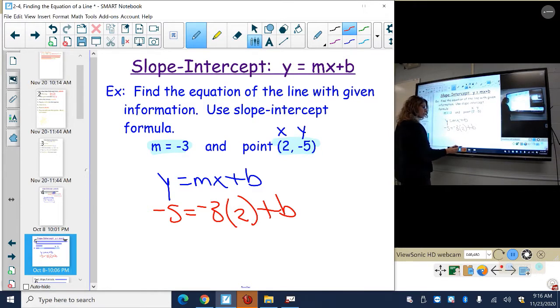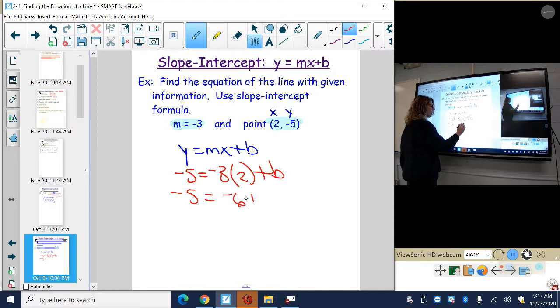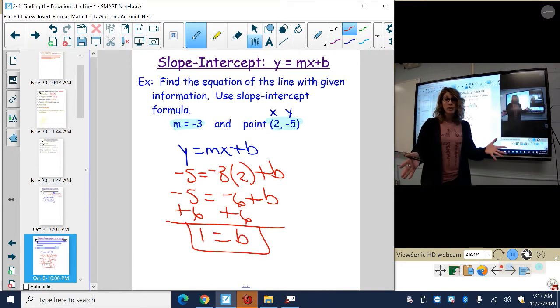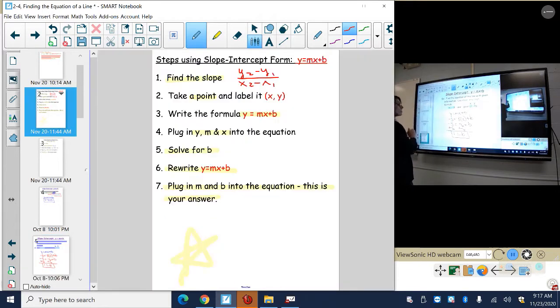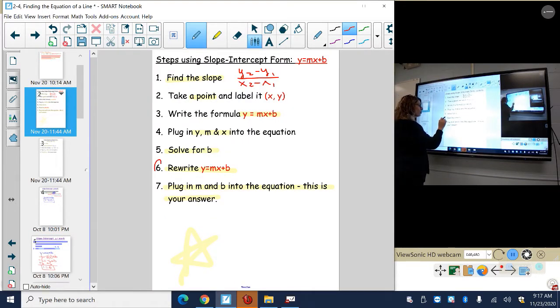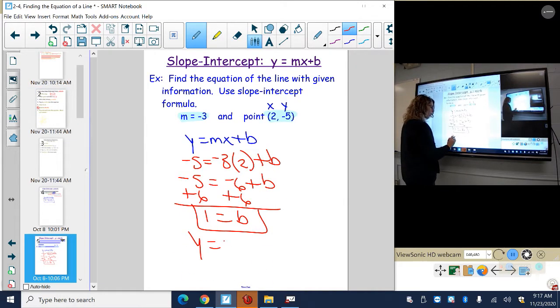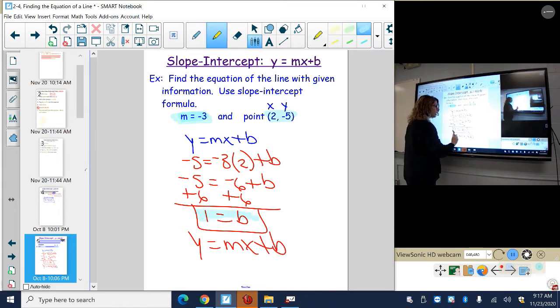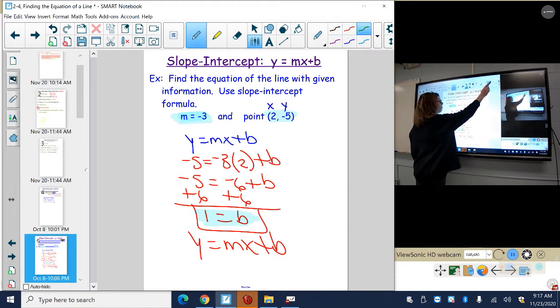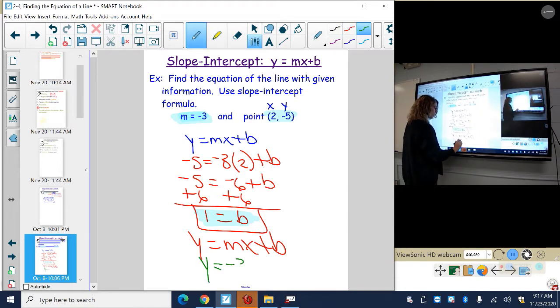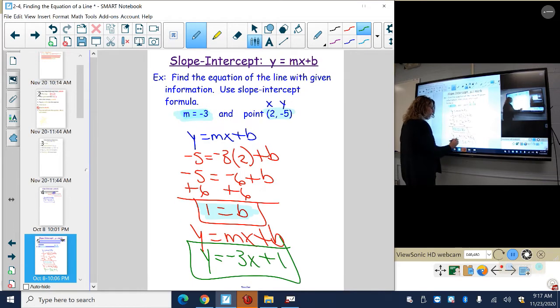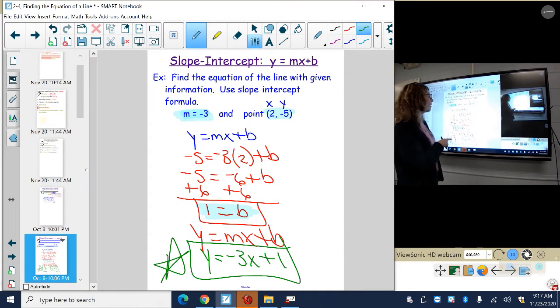So if I'm solving this thing for b, I have -5 is equal to -6 plus b, add 6 to both sides, and I have 1 is equal to b. Many students stop and think that they're done. But your steps say after you solve for b, then rewrite y equals mx plus b. So I'm going to rewrite y equals mx plus b. And then your steps say to plug m and b into the formula. So y is equal to -3x plus 1. That is your answer, okay?